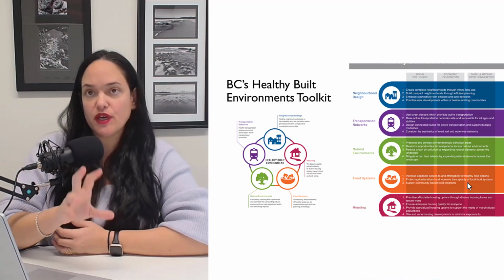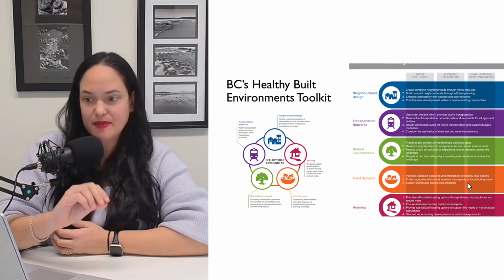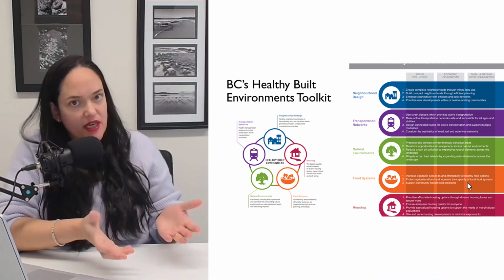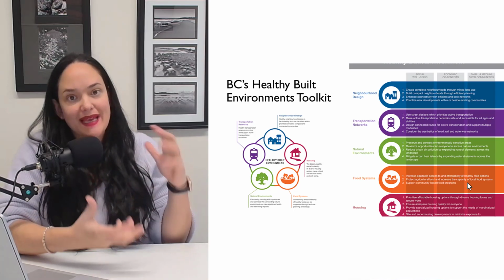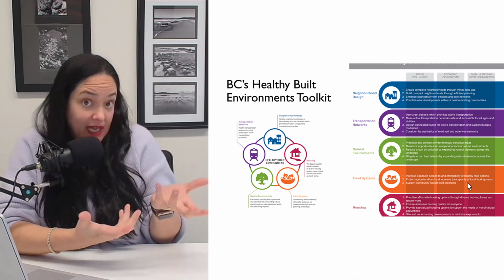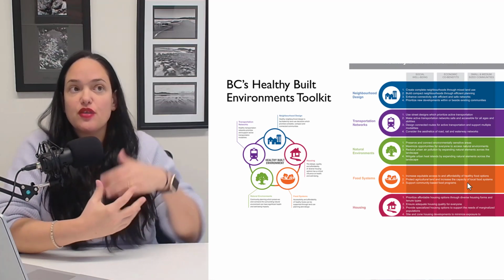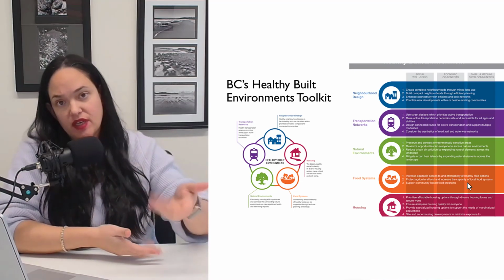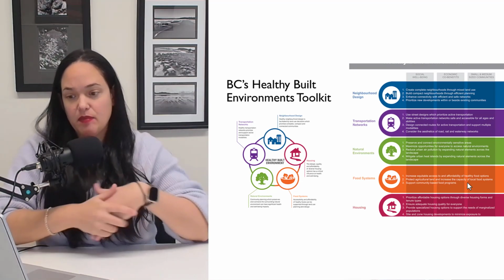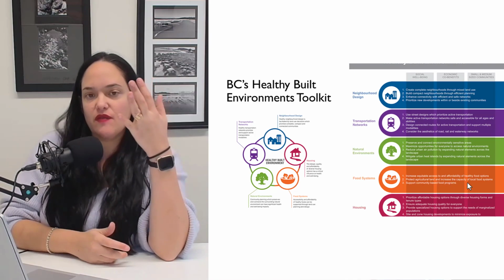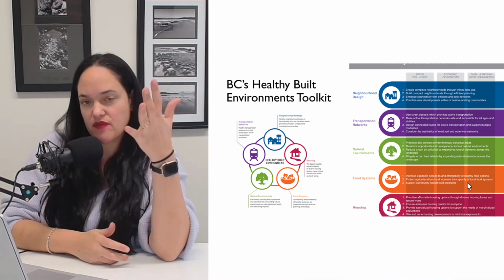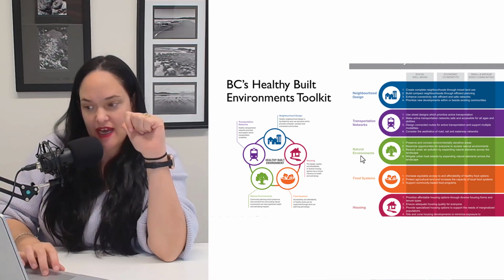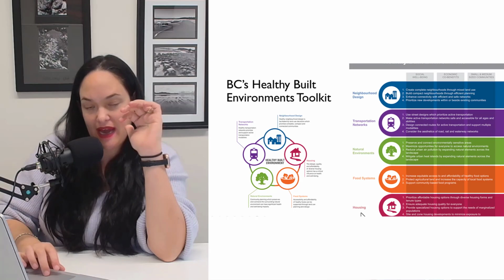So what we're going to use to go through this concept is something called BC's, British Columbia's Healthy Built Environments Toolkit. There are many different ways of looking at the built environment, but I like this toolkit. It's really meant for planners, urban designers, etc., to think about how we can create healthier spaces for the people living here in the Lower Mainland and beyond. So we're going to focus on 5 main areas that are part of the built environment: neighborhood design, transportation networks, natural environments, food systems, and housing.